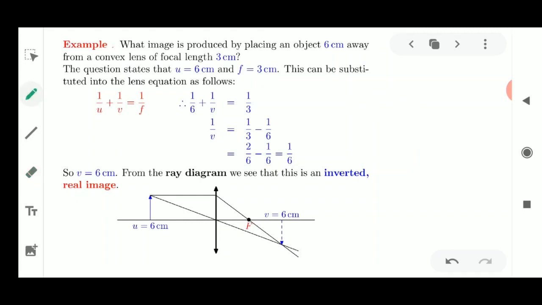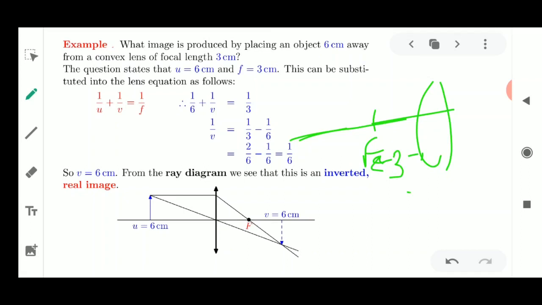Okay, suppose that this is a mirror, and the object is placed here. If this one is f, which is 3 centimeters, and this is u. It is always away, meaning if f is 3 centimeters, then double of it is 6 centimeters. Okay, it means it is present at the 2f position. So this one is 6 centimeters, so the object distance is 6 centimeters away from the lens.